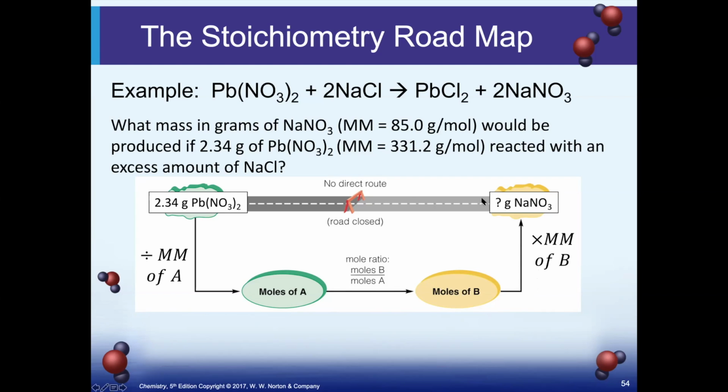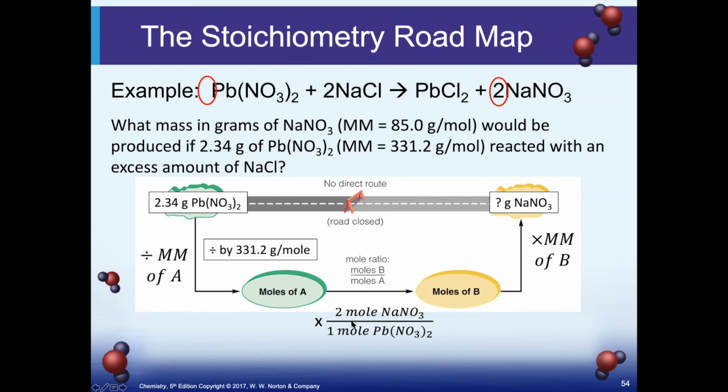I want to go from here to here. I can't go directly. No direct route. So I got to go the detour way. I go through all these calculations to get to my final answer. Okay? All right, so we're going to divide by the molar mass, which is 331.2. Well, doggy. All right, and then that mole ratio we see here from the balancing coefficients is going to be 2 to 1. Okay, so we're going to multiply by this conversion factor, which basically allows us to translate from talking about lead nitrate into talking about sodium nitrate. So 2 moles sodium nitrate are produced for every 1 mole of lead nitrate consumed. Okay.